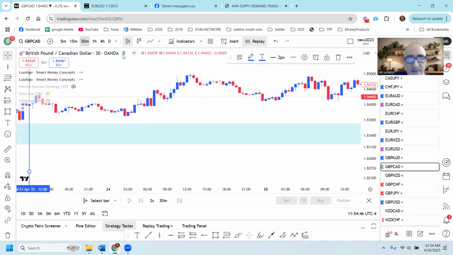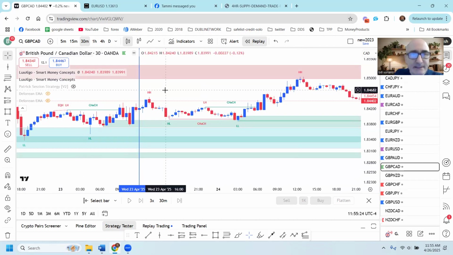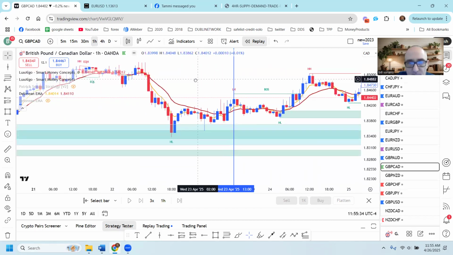Now we're going to drop down to the 30-minute, see if we get a change of character. Okay. Right here on this candle, you can see we did get a change of character. And then price moves higher right here. So that confirms that change of character that happened back there. So now what this means is we can go to the 1-hour. This is our change of character. We go back to the 1-hour, and now we can draw our fib.